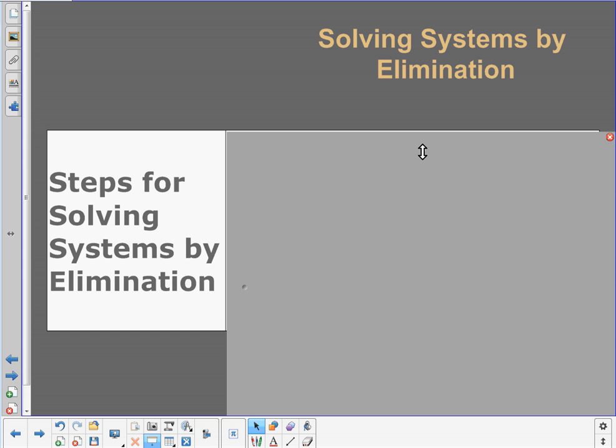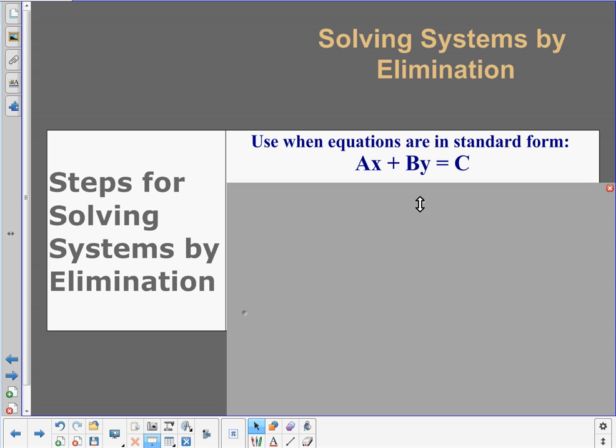Now, here's where elimination is best used. You're going to have to write kind of small. The box on your notes page is kind of small, so just to warn you. It's best to use when your equations are in standard form. Standard form, meaning you have ax plus by is equal to c. So you've got those x's and y's together on one side and the constant alone on the other. That's when we're going to use elimination.